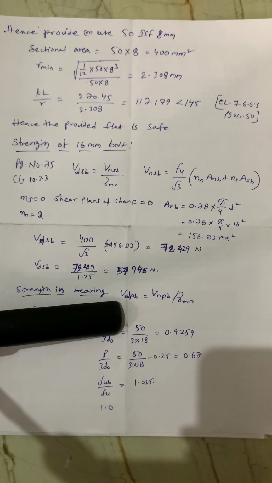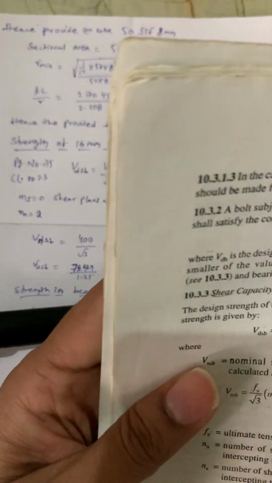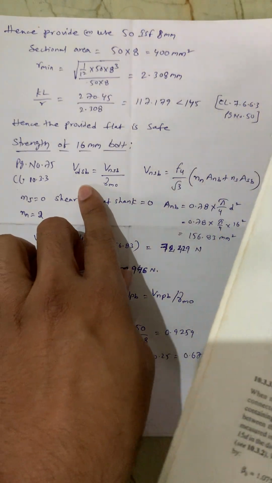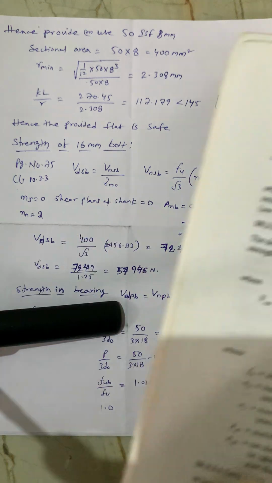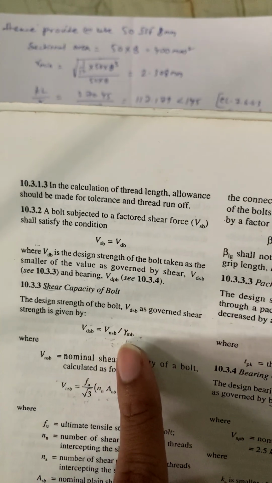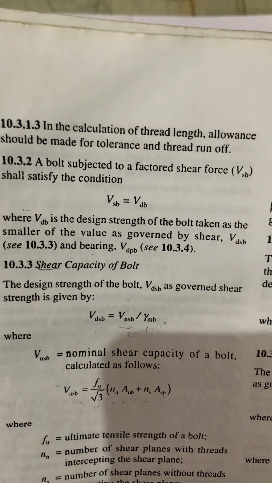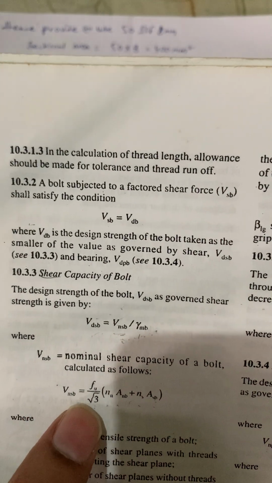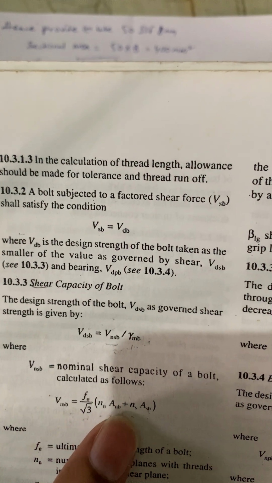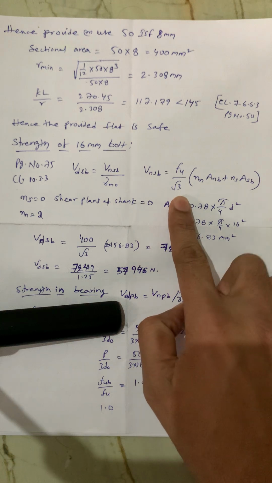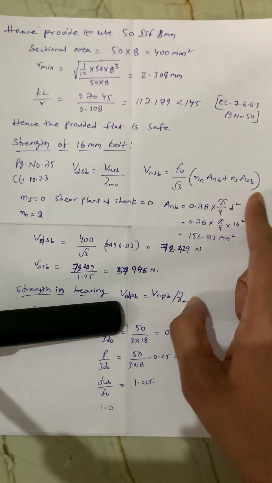Page number 75, clause number 10.3.3, shear capacity of the bolt. VDSB equal to VNSB by gamma m naught. So first we have to find the VNSB value. VNSB equal to FU by root 3 into (NN ANB plus NS ASB).